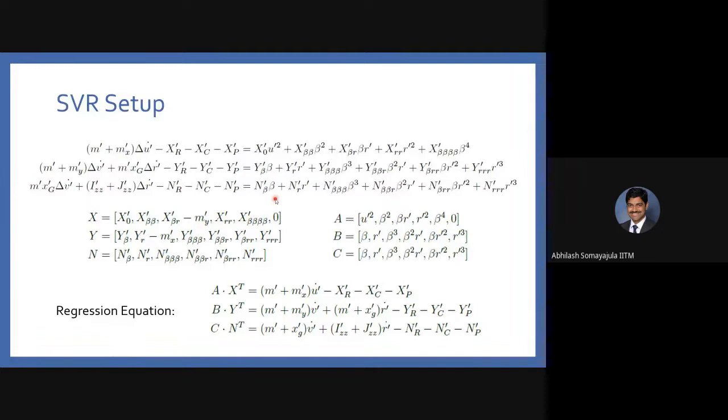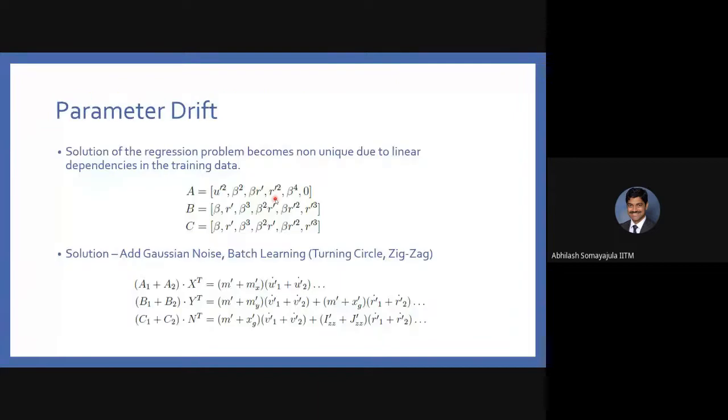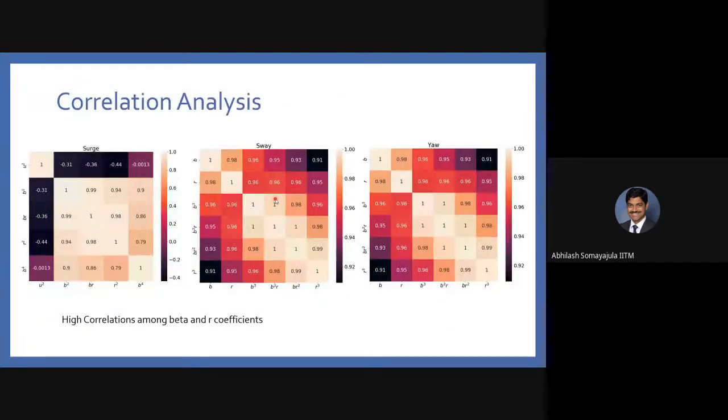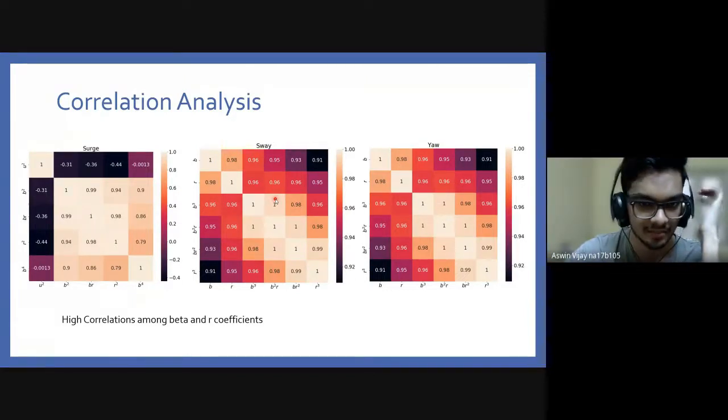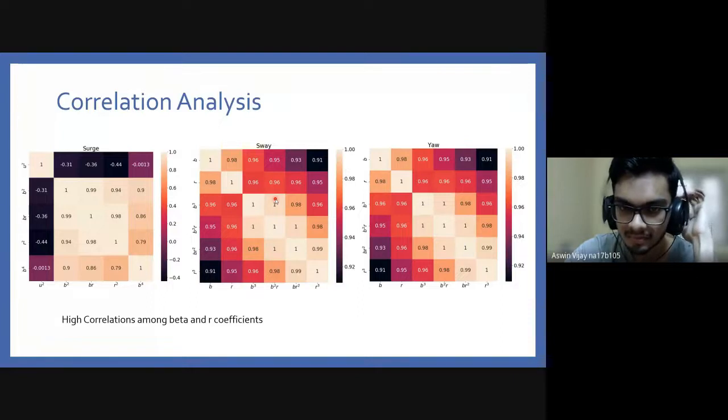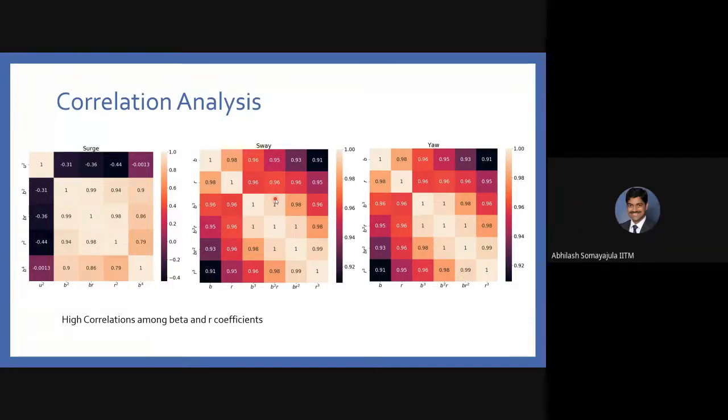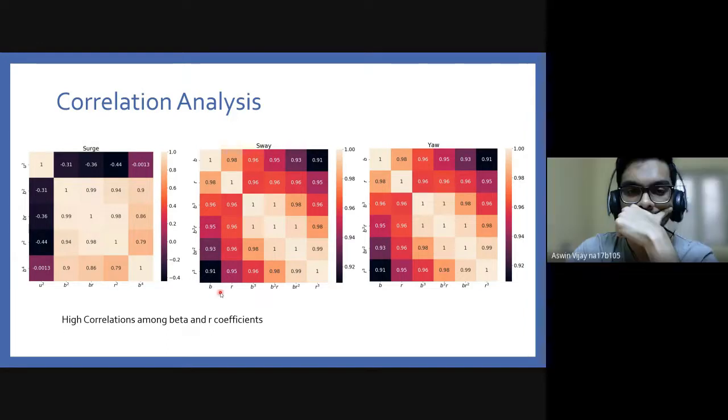My only curiosity is, Ashwin, on your slide on the correlation coefficients, you see beta cube, beta square r, and beta times r square. They are exactly one. If it's exactly one, it will definitely be a terrible problem. Even 0.96 and 0.95 will not be that easy. Between surge, sway and yaw, that is where the problem lies. That is why the surge improved.